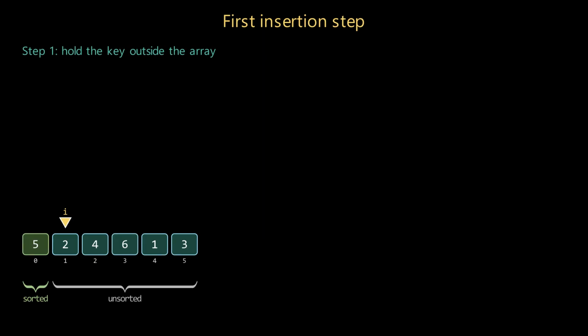The key is 2. Pull it out of the array so later shifts do not overwrite it. Start J at I-1, index 0. J moves left; the small arrows show that scan direction. At J equals 0, 5 is greater than 2, so slide 5 one step right. That is a shift, not a swap.